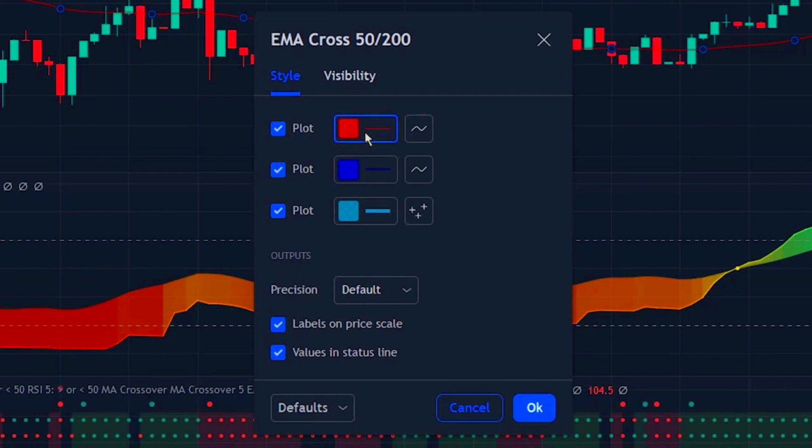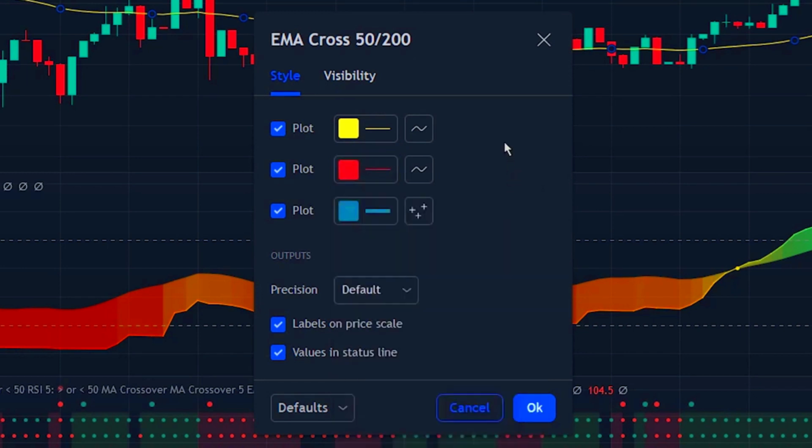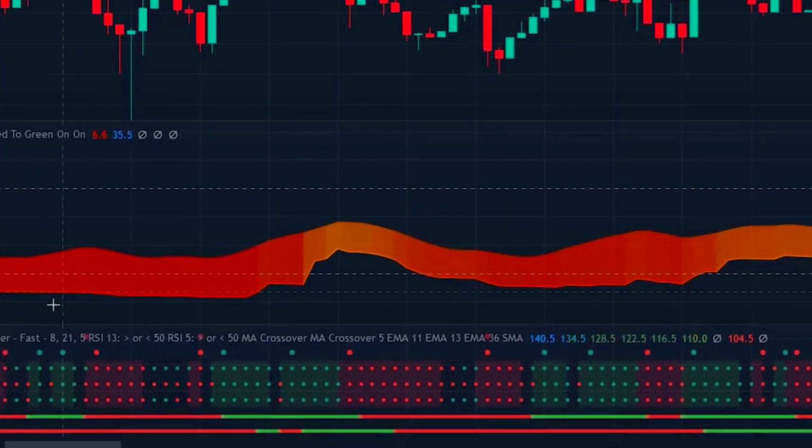Change the first EMA to yellow. After doing that, change the second EMA color to red. That was all that we needed to change regarding EMA. Close the Settings tab and navigate to the Trend Meter settings.